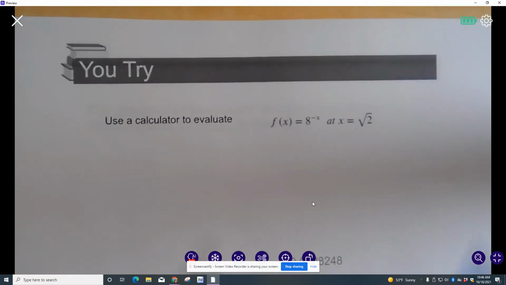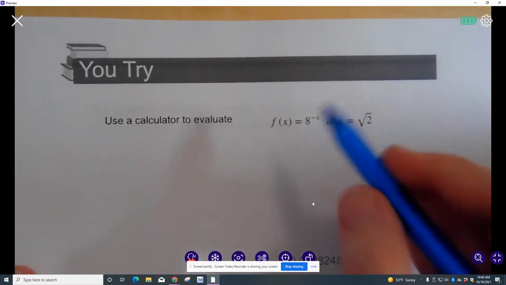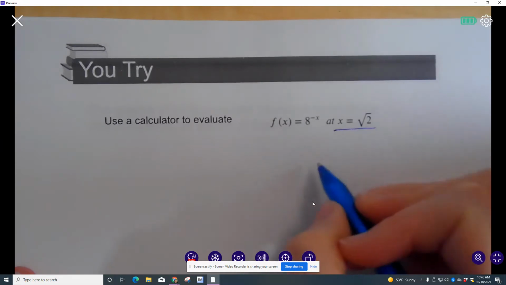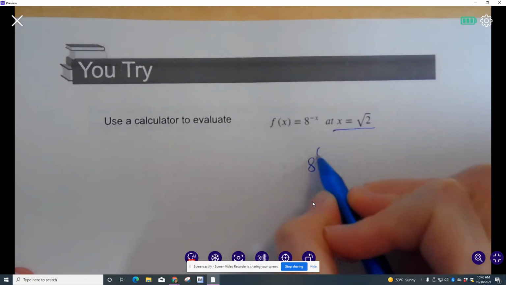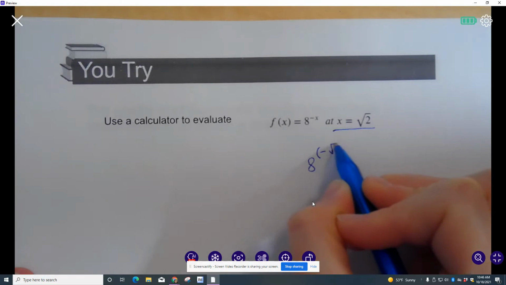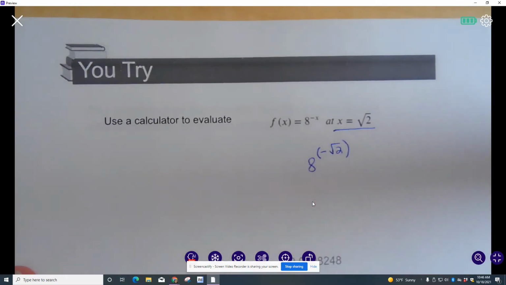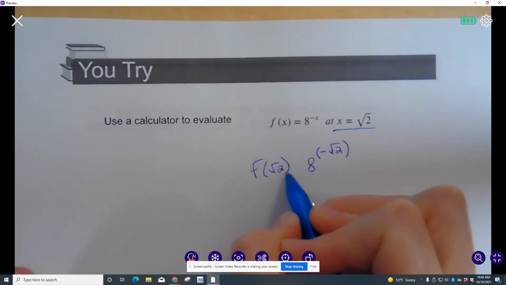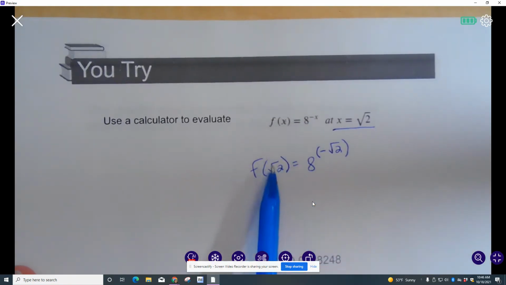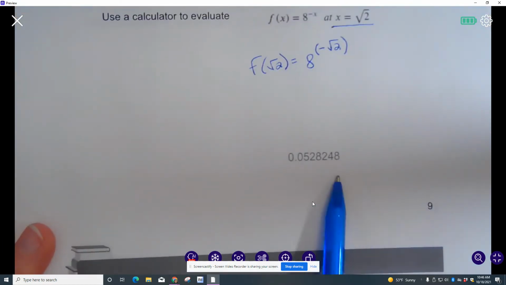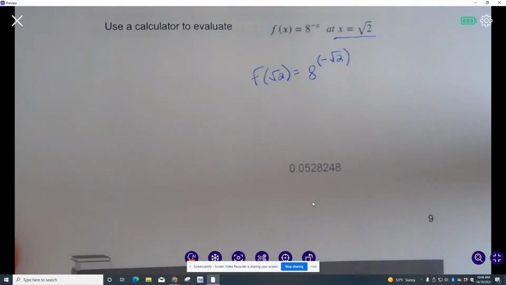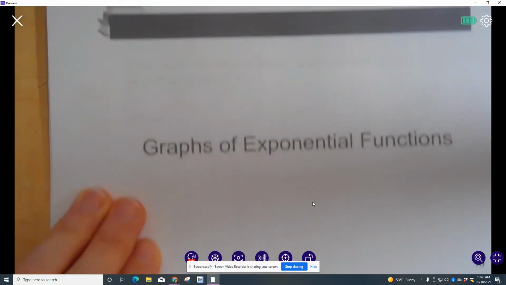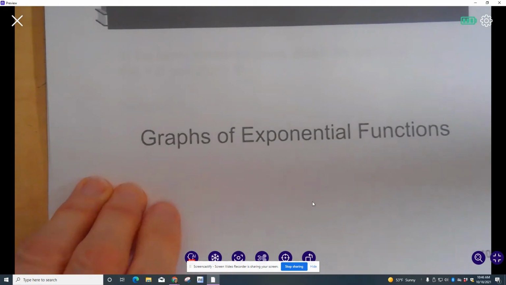This was a Try It that we did in class. So this is x is the square root of 2. So you're going to have this 8 to the negative square root of 2. And that's going to be f of square root of 2 equals that. So I'm replacing x with the square root of 2. And you should get that. So again, pause the video and check those. Okay, we are going to look at graphs of exponentials next.